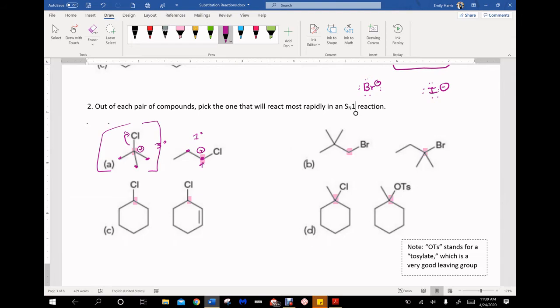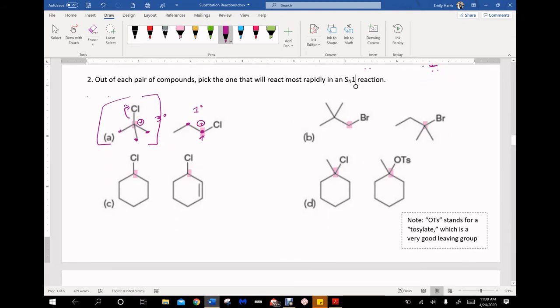And then the D, just like before, is a question of leaving group. The OTs is an abbreviation for a bigger molecule called a tosylate. And I left you a little note. You just need to know that that's a very good leaving group. And typically better leaving groups give you better rates of reaction.